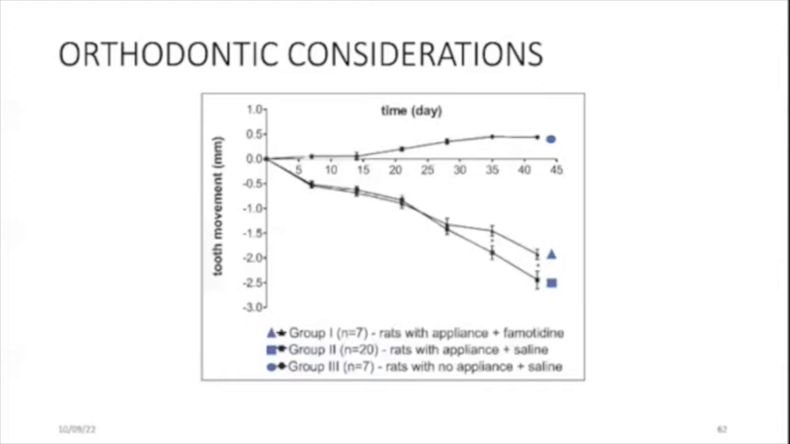So there are several phases of orthodontic tooth movement. Famotidine decreased the orthodontic tooth movement, and the gene expression level of histamine H2 receptors increased during the late stage of the orthodontic tooth movement. So to summarize, famotidine can decrease the rate of orthodontic tooth movement if administered to patients undergoing orthodontic treatment.